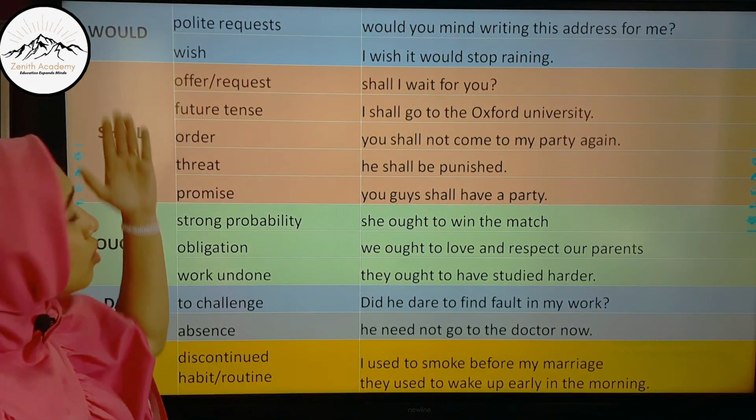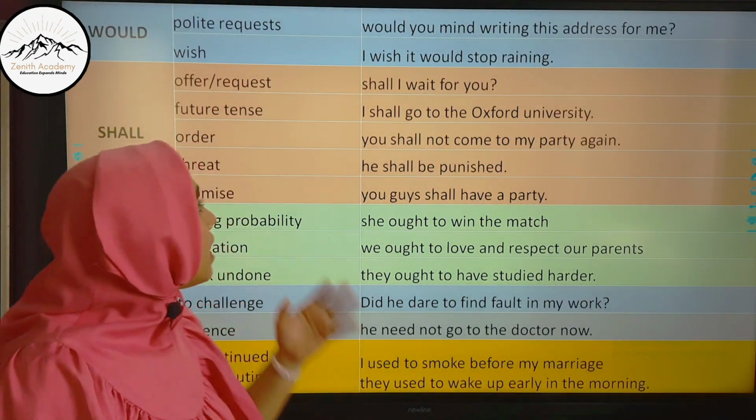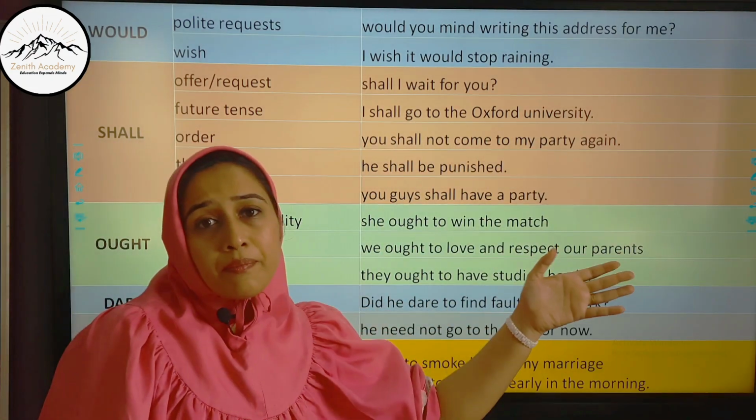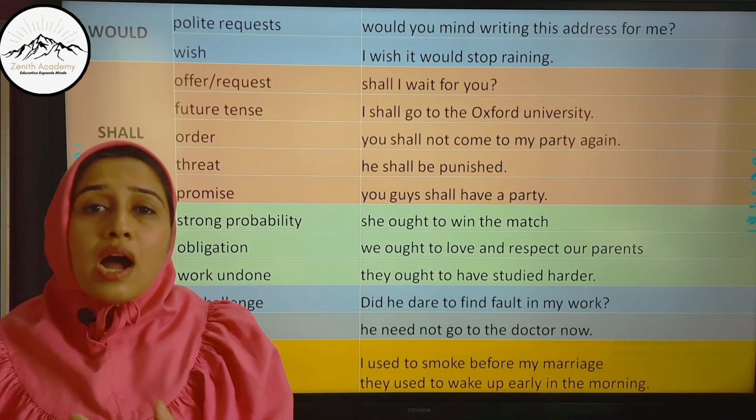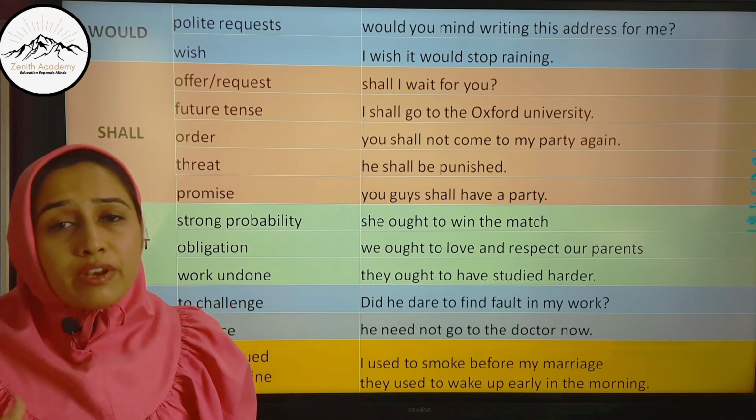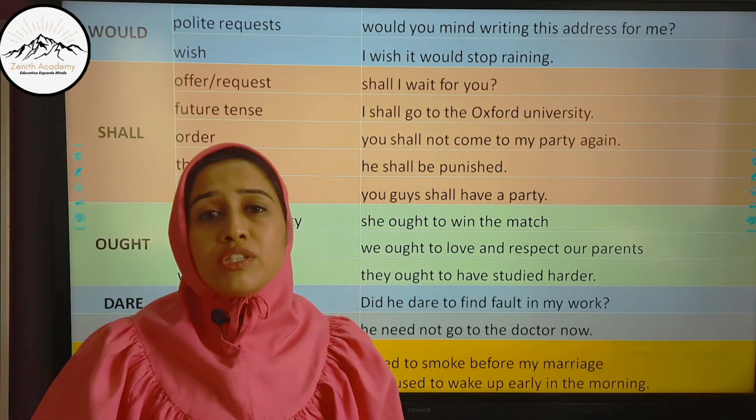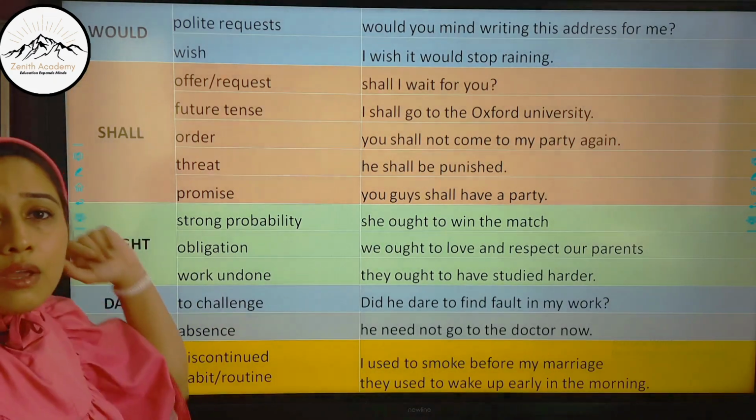Wish. Would is also used to convey our wishes. I wish it would stop raining. I wish I could go out and play. So when you are describing or conveying your wishes, we use the modal auxiliary would.